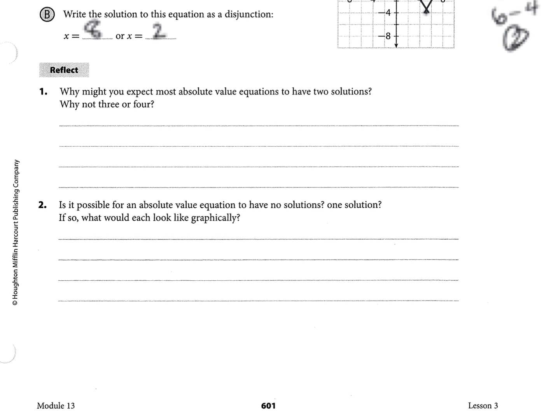Why might you expect most absolute value equations to have two solutions? Why not 3 or 4? The reason is because when you're working with absolute value, there are two different numbers that can give you the same answer. So for example, if I had the absolute value of negative 5, that's 5. And if I have the absolute value of 5, that's also 5. So why might you expect most absolute value equations to have two solutions? Because there is a negative possible answer and a positive one. Or you could say there's two values that have the same absolute value.